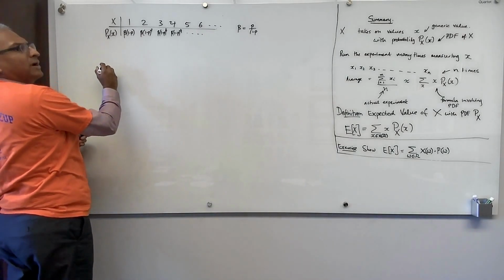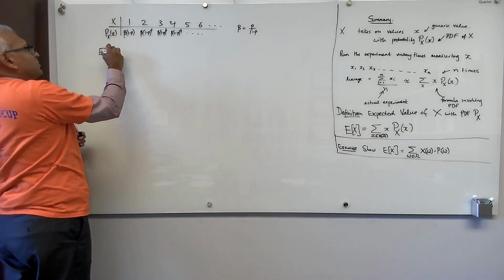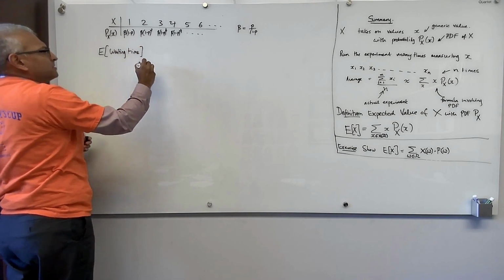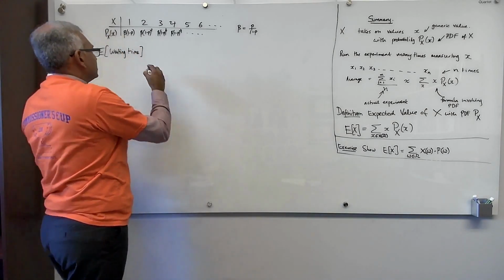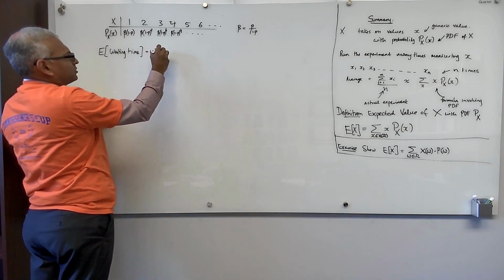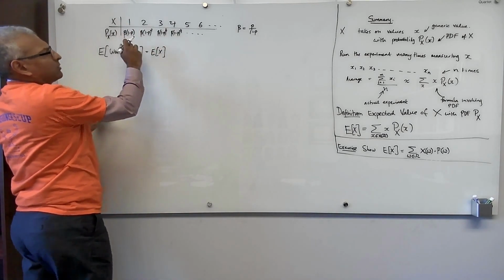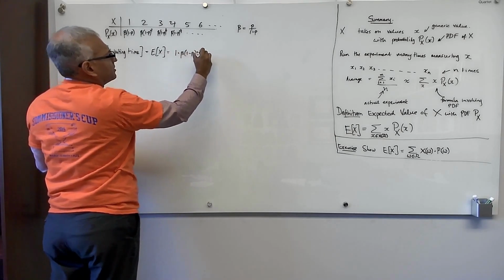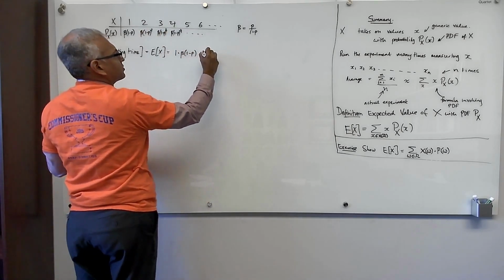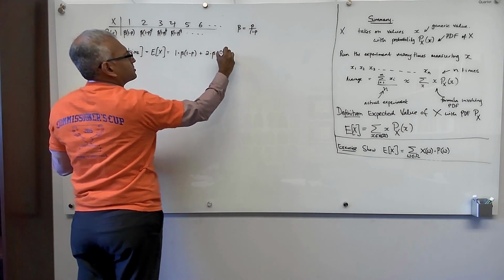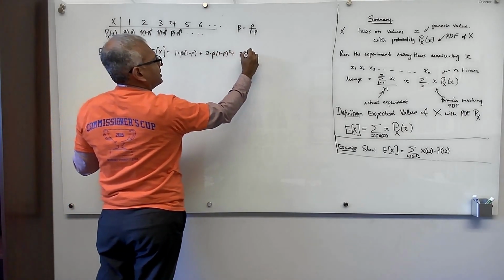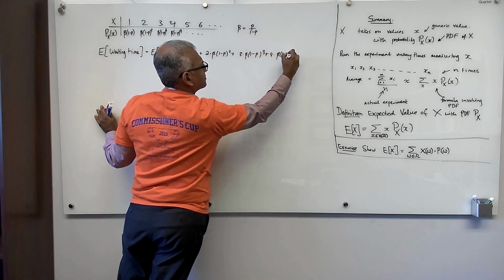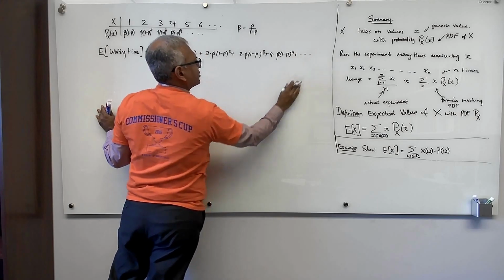So the expected waiting time, how long you expect to wait until you succeed, is equal to the expected value of x. We have 1 times beta times (1 minus p), plus 2 times beta times (1 minus p) squared, plus 3 times beta times (1 minus p) cubed, plus 4 times beta times (1 minus p) to the fourth, and so on.